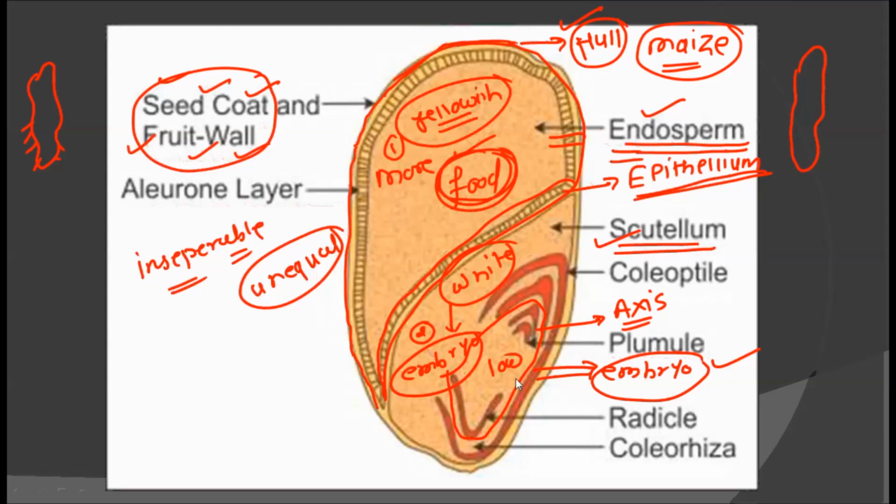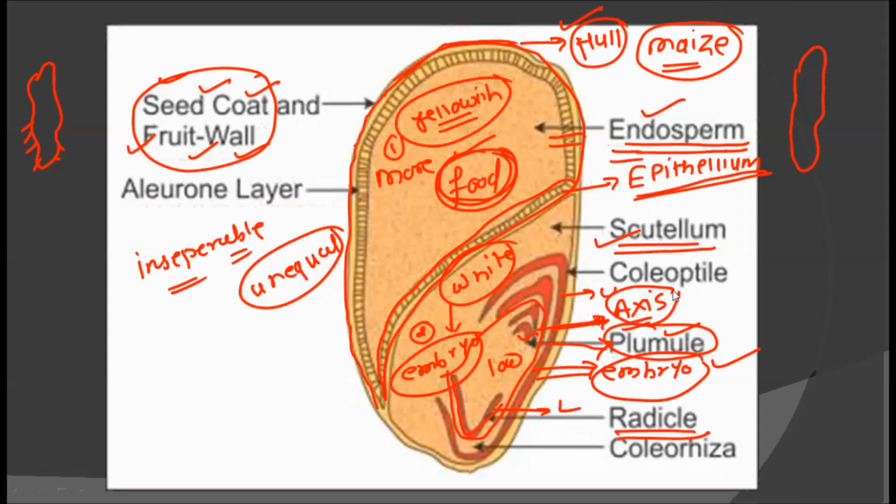First is the scutellum and second is the axis. Now this axis is again divided into the upper portion and the lower portion. The upper portion of the axis contains the plumule. You can observe here, this is the plumule. The upper portion of this axis contains the plumule, while the lower portion of this axis contains the radicle.